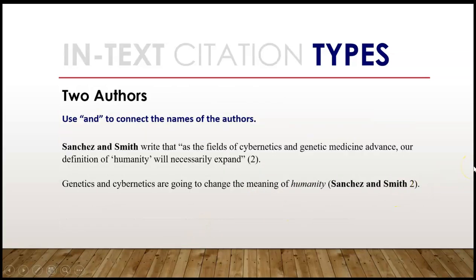Moving right along, another type. Let's say you have a source with two authors. Well, you just want to use "and" to connect the names of the authors. In this case, the student is using something as a source that was written by both Sanchez and Smith. So Sanchez and Smith write that, quote, as the fields of cybernetics and genetic medicine advance, our definition of humanity will necessarily expand. And that's found on page 2. And here the student has swung both names into the parenthetical, Sanchez and Smith, so that they could write the sentence a little bit differently. Kind of cool.